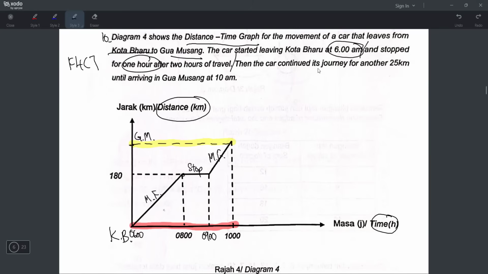And then the car continued its journey for another 25 kilometers until arriving in Gua Musang. So after their stop, they continue journey for another 25 km. So I think I can take 180 plus 25. Then I'll get here 205, and this is the distance here. Okay, so the distance from Kota Baru to Gua Musang is 205 kilometers. And the total journey taken is 10 o'clock minus 6 o'clock, which is 4 hours.